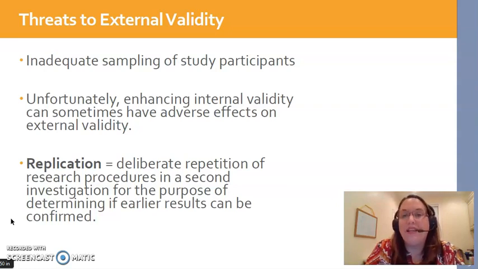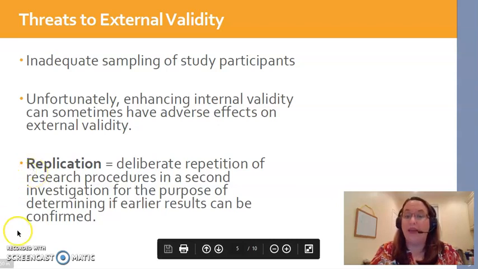If we look at studies that have a wide variety of participants in it, then we are more likely to be able to generalize the outcomes of that study to bigger groups of people. One way that we can increase our external validity is through replication.